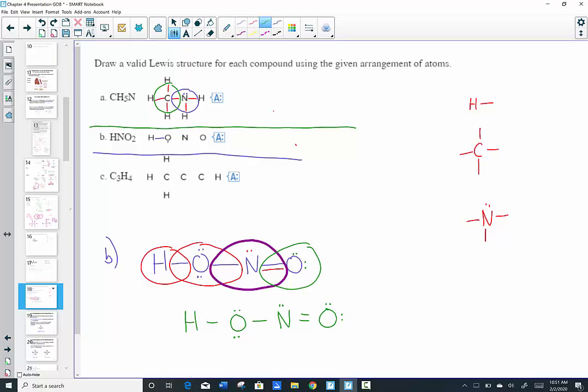Letter C, C3H4. All right, so now I can see where I can attach everybody by at least a single bond. And then examine, have we met everyone's requirements? I noticed that this carbon, this looks good. It's got 4 bonds. He's happy. This carbon right now only has 2 bonds. This carbon right now only has 2 bonds. So that's not done yet, is it?